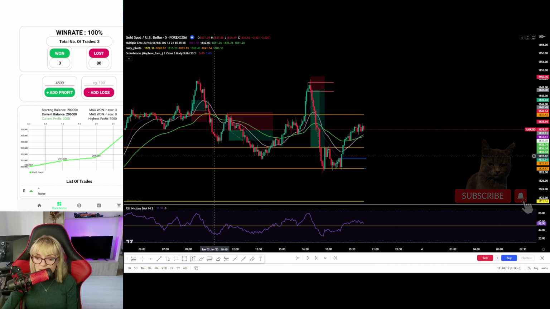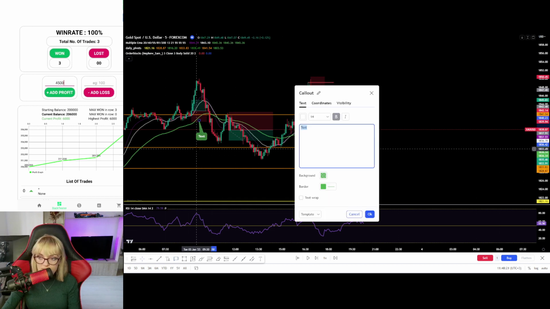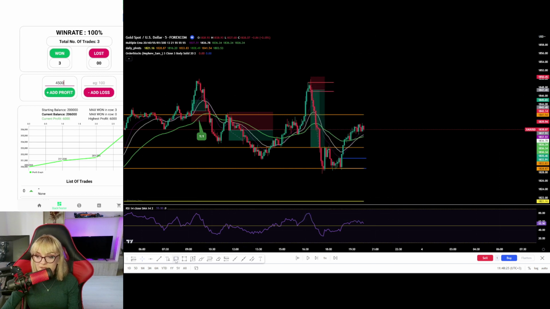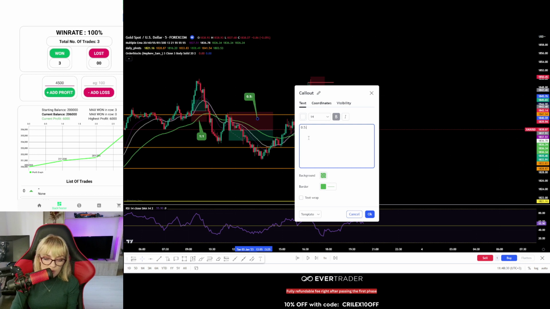I am going to mark now the period where we stopped this backtesting session in order for me to know where to continue it in the next day. We are going to continue our backtesting session.